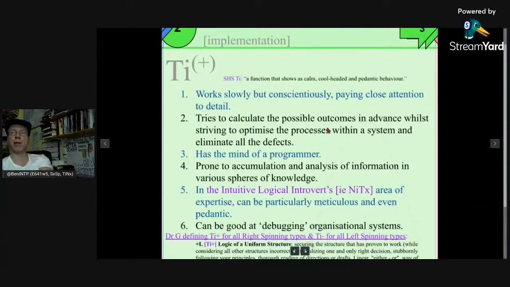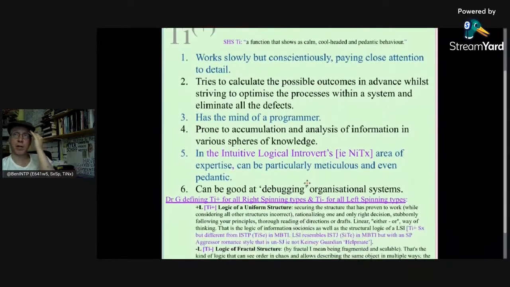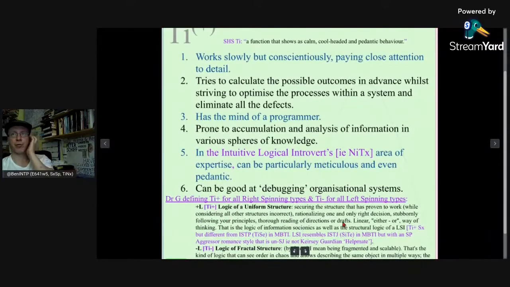Tries to calculate possible items in advance while striving to optimize the processes within a system and eliminate all the defects. Calculate the possible outcomes in advance. Right, so again, the way Victor conceives TI is different from me. I see it as subjective thinking, and he's got here as logic of uniform structure.